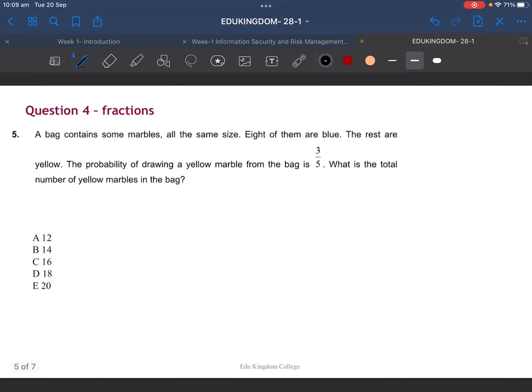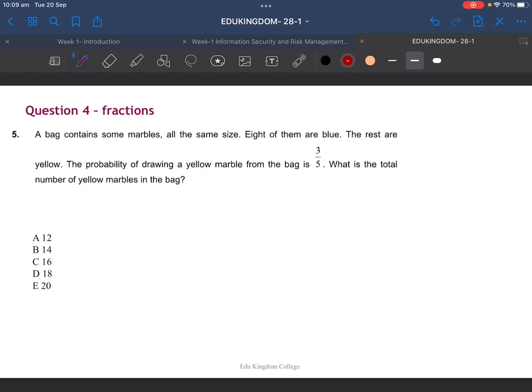Alright guys, welcome to the next question. A bag contains some marbles, all the same size. 8 of them are blue, the rest are yellow. The probability of drawing a yellow marble from the bag is 3 out of 5. What is the total number of yellow marbles in the bag?